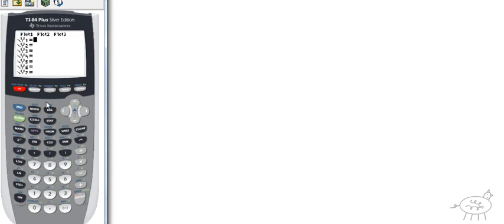And now I'm going to hit y equals. And I'm going to put cosine of x. It's a good habit to close parentheses. And then I'm going to put cosine of x plus pi over 4.